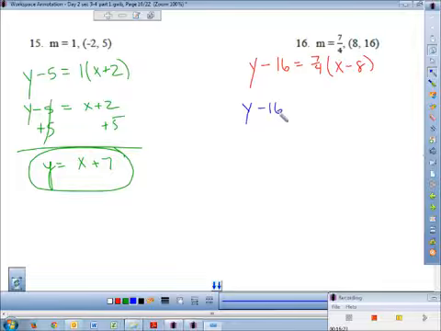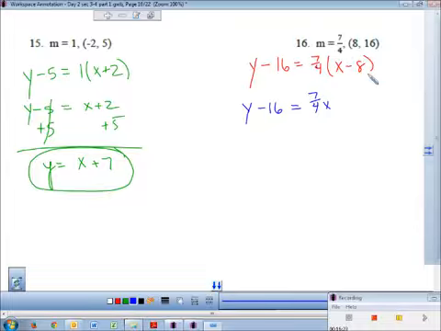y minus 16 will come down. 7/4 times x is 7/4 x. Then figure out the sign next. 7/4 times negative 8 will be a negative number. Now think of them as all positives. 4 goes into 8 twice. Take that times your numerator and get 14. Now add 16 to both sides.